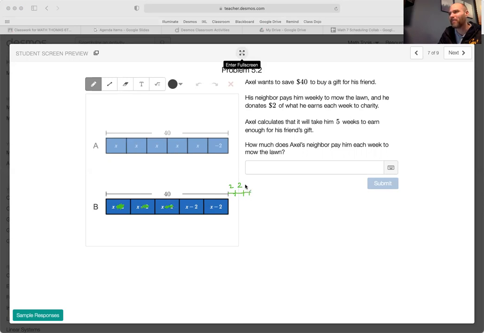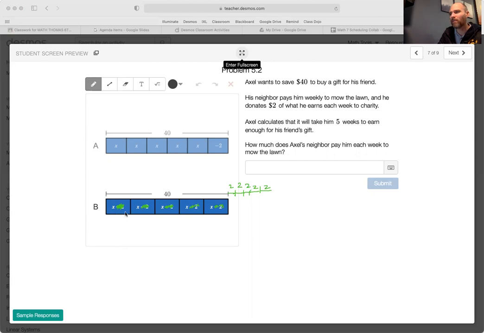So now he's got another $2. Now he's got another $2. And now he's got another $2. And so now let's see what the new total of all the money he would have got if he never donated to charity at all would have been. 40, 42, 44, 46, 48, 50. So he would have got a total of $50.